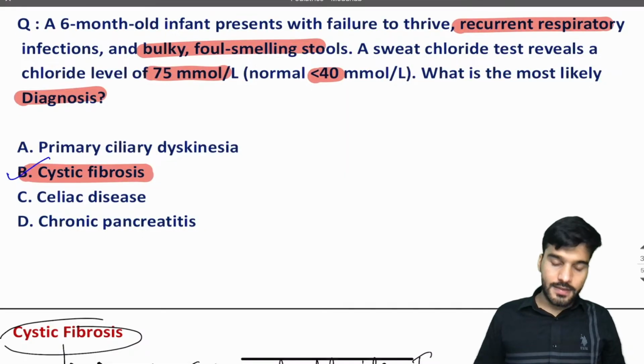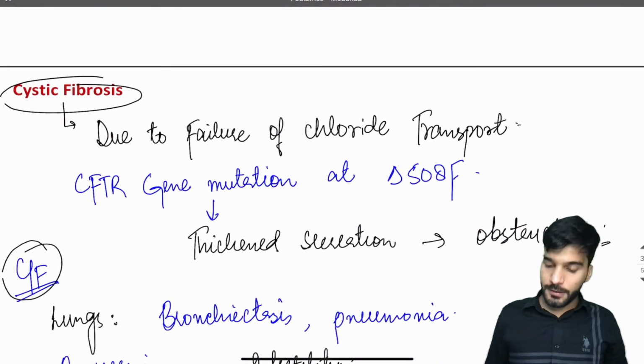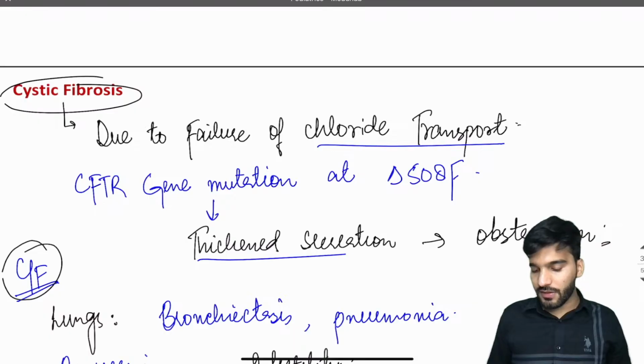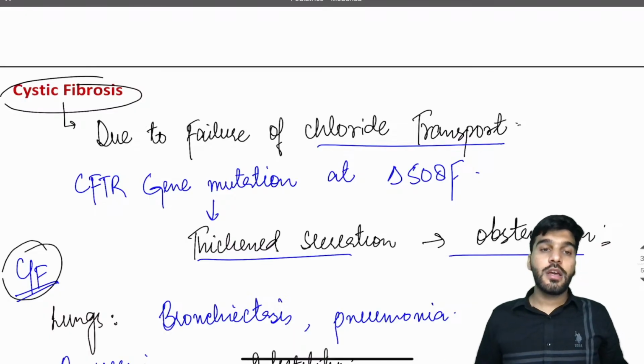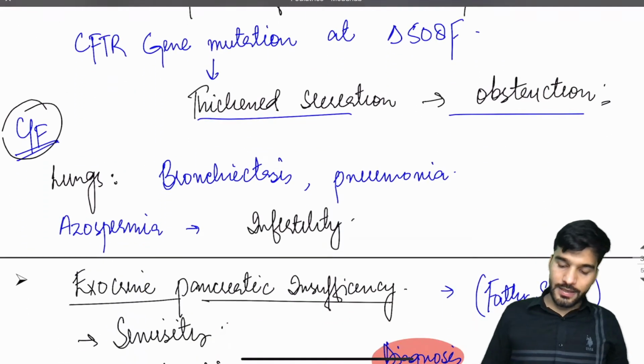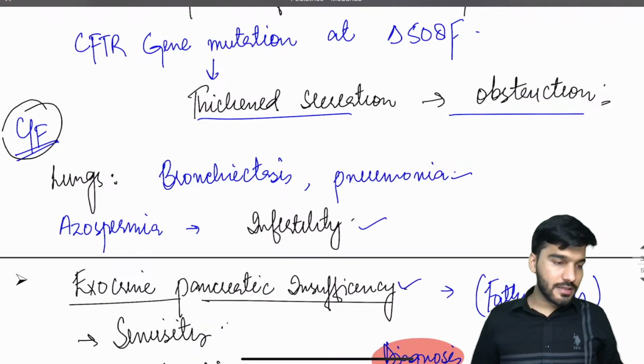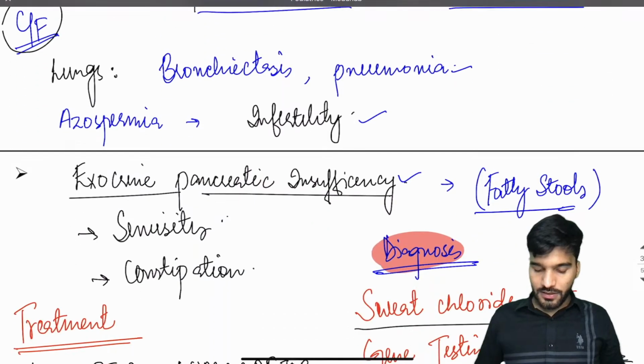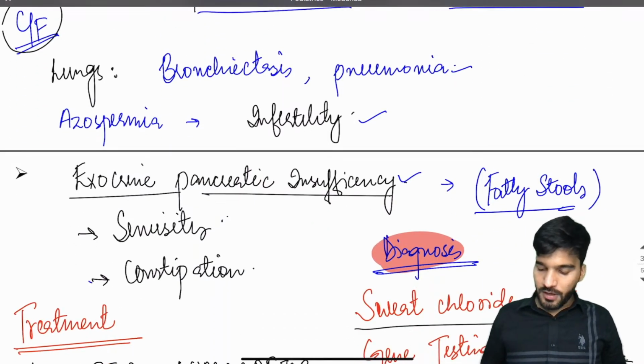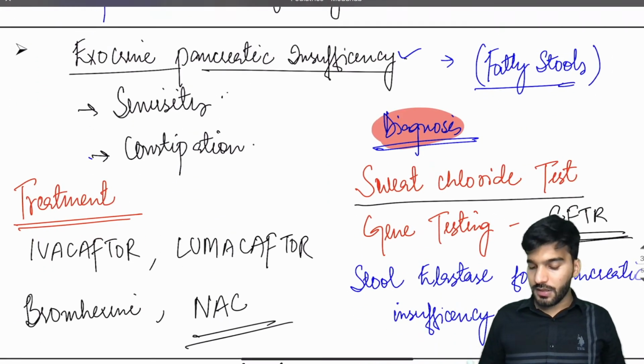We discuss about the cystic fibrosis. It's a chloride channel defect, okay, due to which there are thickened secretions which will cause the obstruction and lead to the bronchiectasis, pneumonia, infertility. There is an exocrine pancreatic insufficiency, fatty stools, sinusitis, and constipation. Okay, for the diagnosis, sweat chloride test, we go for gene testing. These are all the screening tests, but the investigation of choice is CFTR.